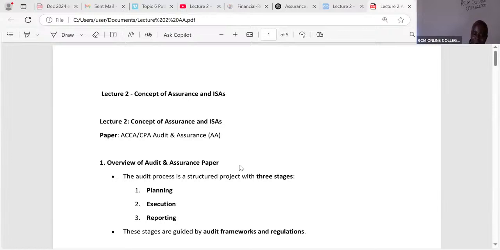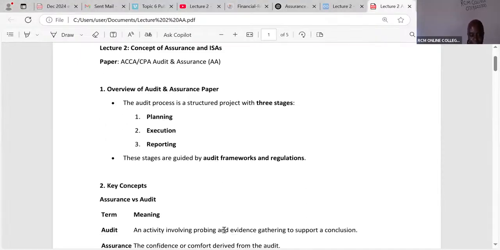But ladies and gentlemen, any audit that you are given has three basic steps. Of course, apart from the preambles, the etiquette issues in audit. For example, when I get an audit, I should be able to talk to the outgoing auditor. I can't just take an audit engagement without talking to the outgoing auditor. But the main thing is that this audit process is structured just like any project. There must be planning, there must be execution, and then there must be reporting. These stages are normally guided by audit frameworks and regulations that we shall discuss.